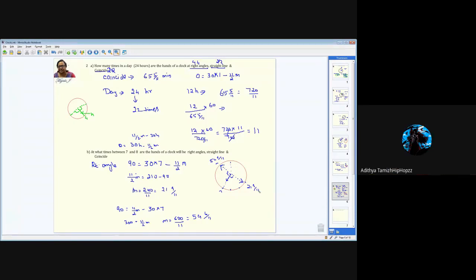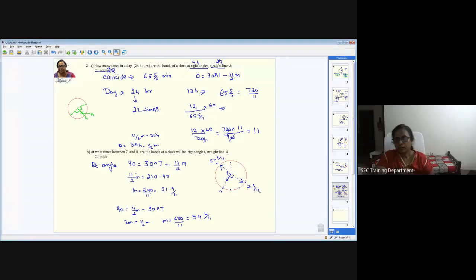Clear? So straight line, how will you do it now? There is no space here. Maybe I'll go to the next page.